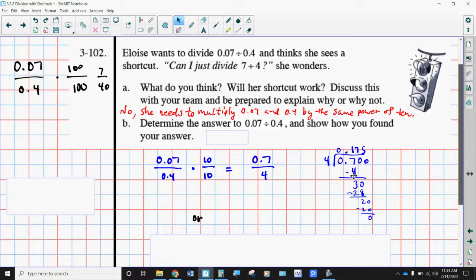4 goes into 7 one time with a remainder of 3. Bring down the 0. 4 goes into 30 seven times. That gives you 28 and gives you a remainder of 2. So you add another 0, and 4 goes into 20 five times, and that's where it terminates. So our answer appears to be 175 thousandths. Notice I did not clear out all decimals. I just made sure that I did not have a decimal number in my divisor, in my denominator.